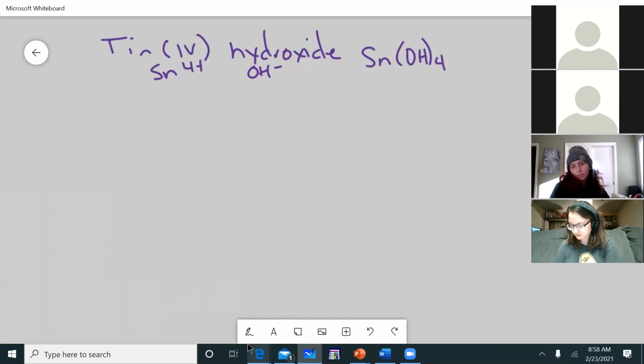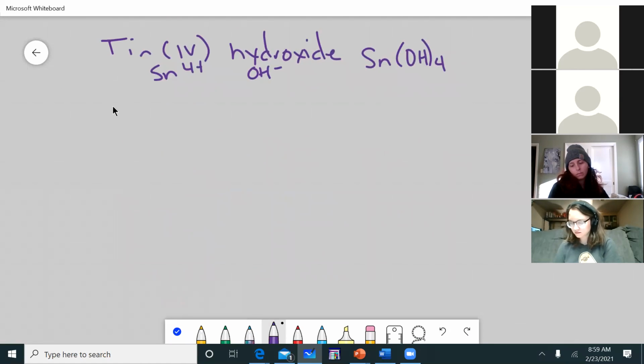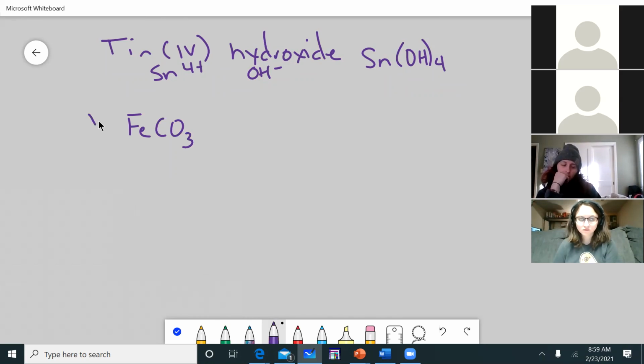Now, if I was to write something in the reverse direction, so let's say I've got FeCO3, and I want to name this thing. Well, I need to identify what it is. So it is ionic. In this case, though, that's iron. So this is a type 2, and there's a polyatomic ion.